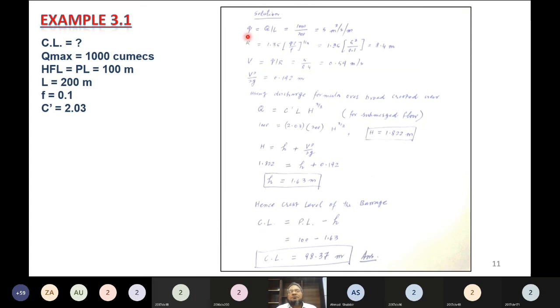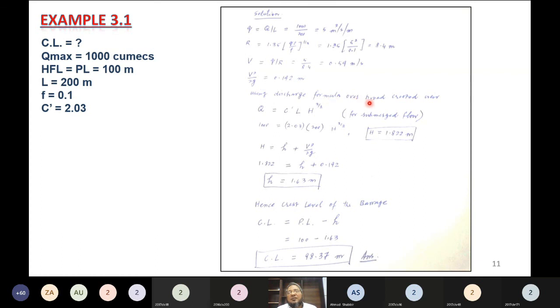So here, compute first of all the small q, which is capital Q over L, so it is 5 cubic meter per second per meter. Then compute the critical depth, 1.35 times (q square over F) to the power 1 over 3. We are using System International, so the answer is in meters, 8.4 meter. Compute the velocity of approach, that is Q over R. One more reason for using R at the initial stage is that we don't know the exact depth of flow. That is 0.59 meter per second. Then compute the approach velocity head, v square over 2g, which comes to 0.92 meter.